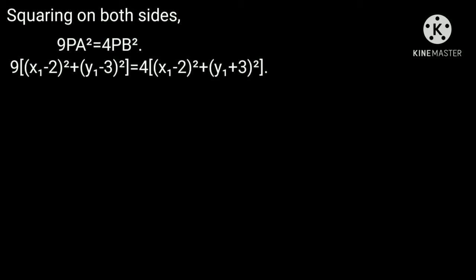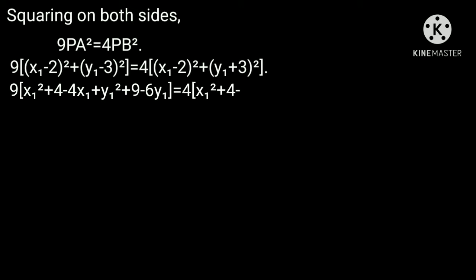Here we have to apply the distance formula and then substitute the values. That is, 9 into (x1 - 2)² + (y1 - 3)² = 4 into (x1 - 2)² + (y1 + 3)². After expanding the equation, we have 9 into x1² + 4 - 4x1 + y1² + 9 - 6y1 = 4 into x1² + 4 - 4x1 + y1² + 9 + 6y1.